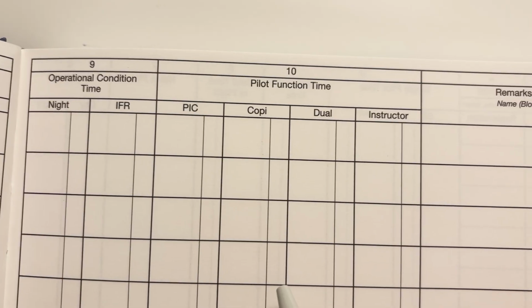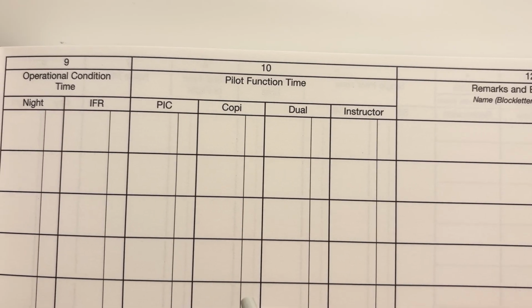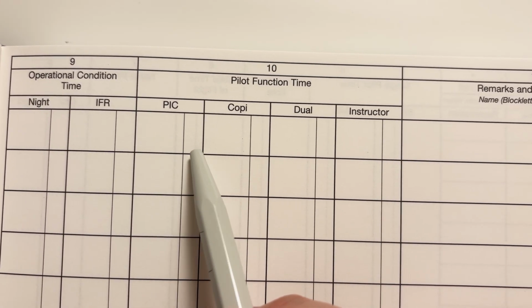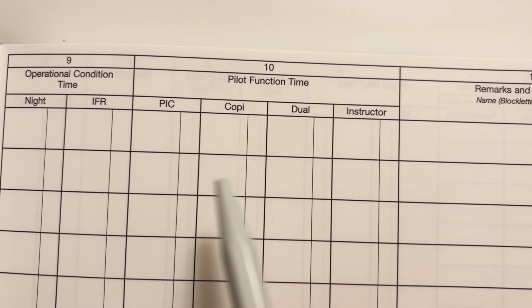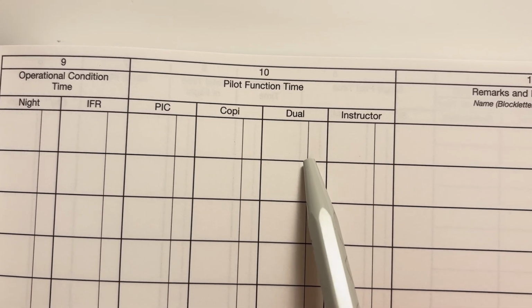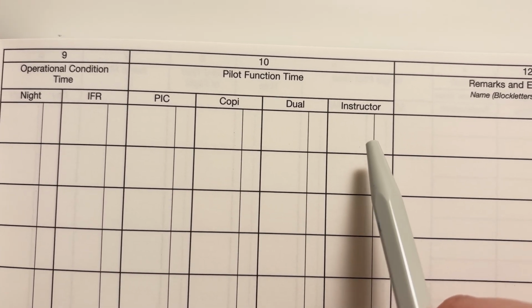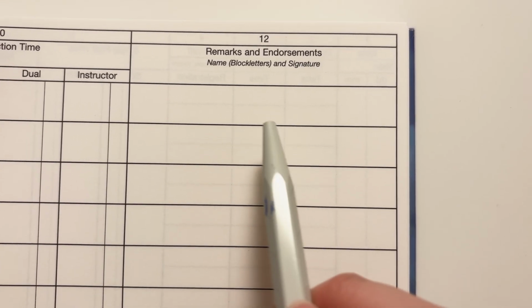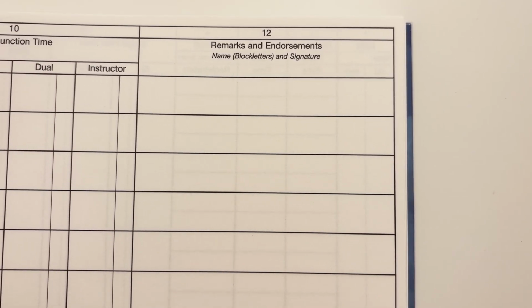In column 10, you specify the function you had as a pilot during this flight. If in column 7 you wrote down your own name as pilot in command, then you will also add your flight time in the PIC column of this section. If you are a multi-pilot crew and you were the co-pilot, then you would write that down correspondingly in the co-pilot column. Now, as a student pilot, if your instructor is sitting next to you, you write down your time in the dual column, and vice versa. If you're an instructor currently instructing a student pilot, you can also write the time down you spent as an instructor. And then column 12 is for any remarks and endorsements that you might have.